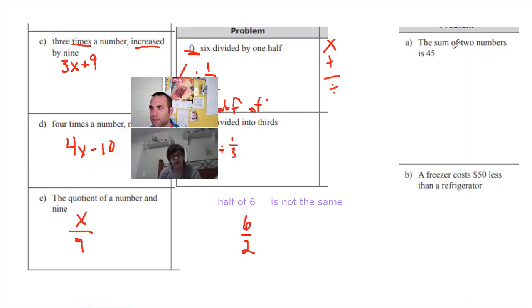All right, over here, these are a little different. These want you to write the expression using variables. The sum of 2 numbers is 45. How would you write the sum of 2 numbers? So it'd be x plus y.